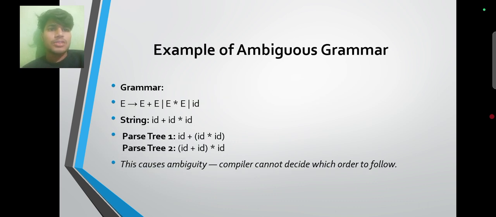Example of ambiguous grammar: E → E + E | E * E | id. String: id + id * id. Parse tree 1 for id + id * id. Parse tree 2 for id + id * id. In this case, because of the ambiguity, the compiler cannot decide which order to follow.